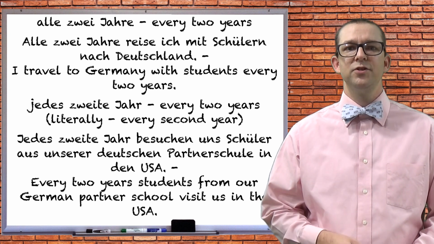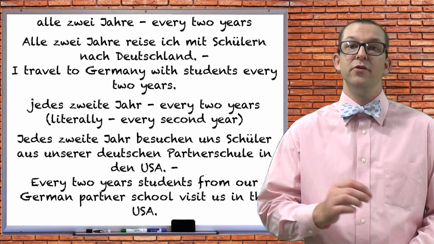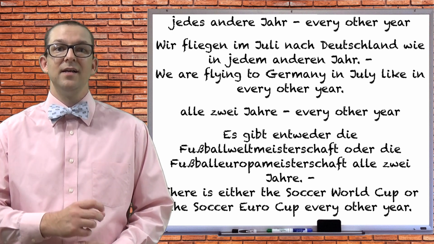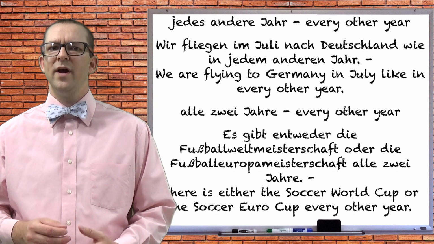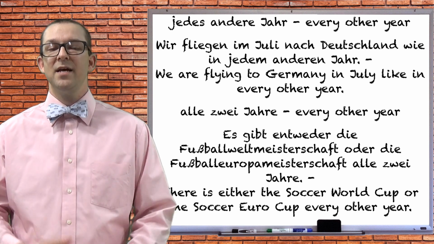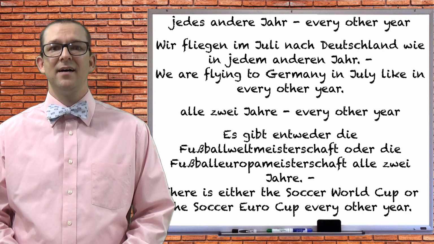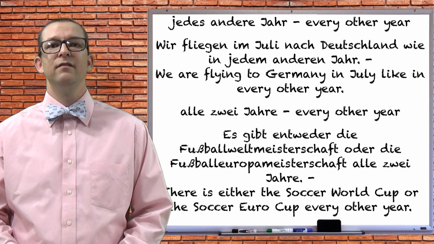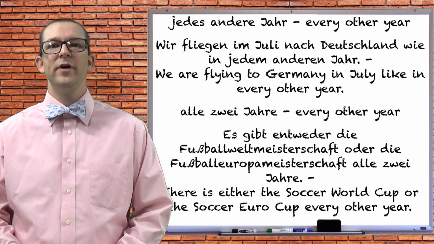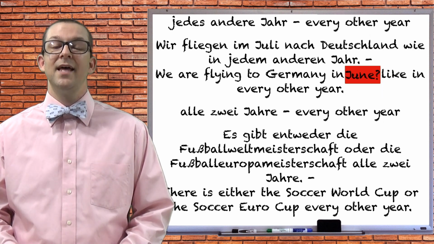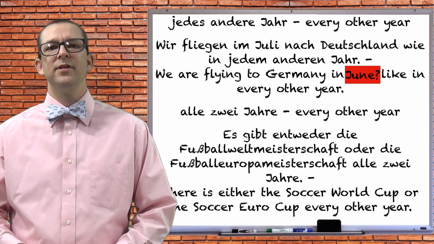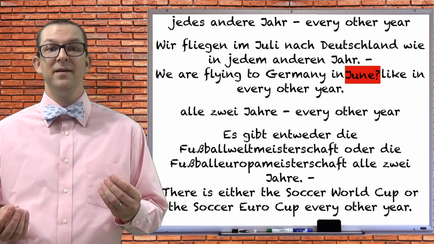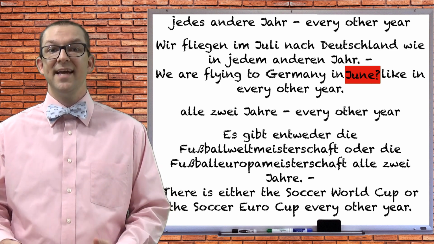Both of the phrases that I just used can be translated as every other year. This causes more confusion because jedes andere Jahr doesn't usually get translated in German the way that you usually mean it in English. For example, jedes andere Jahr, every other year. Wir fliegen im Juli nach Deutschland, wie in jedem anderen Jahr. We are flying to Germany in June, like in every other year. While this example does show how you could use this as an English and German equivalent of the same thing, the problem comes up in examples like the next one.